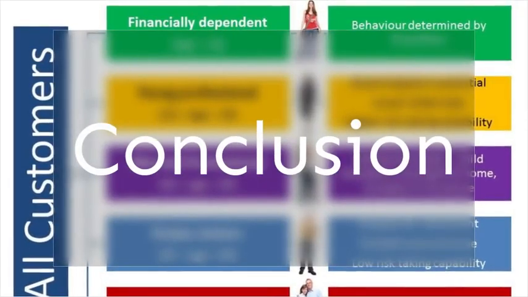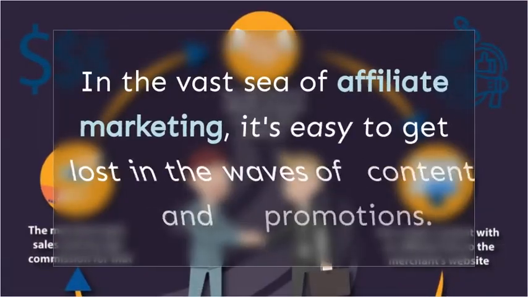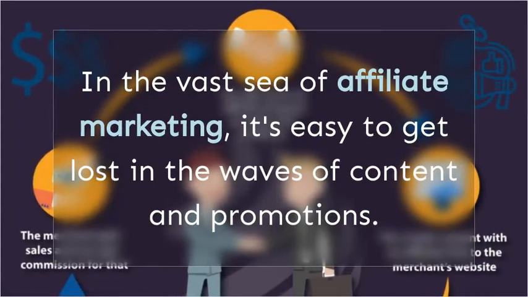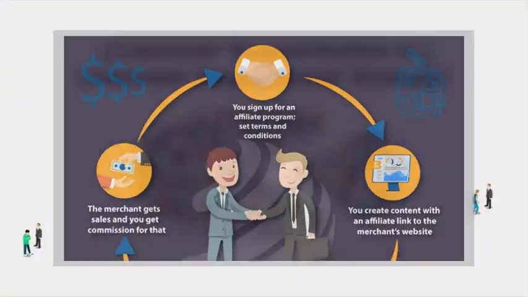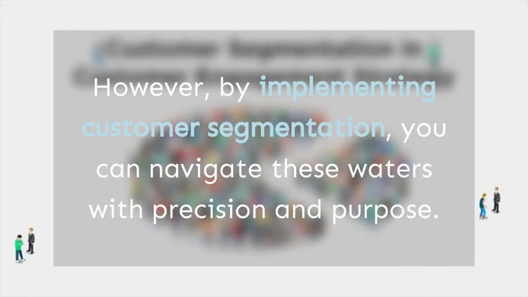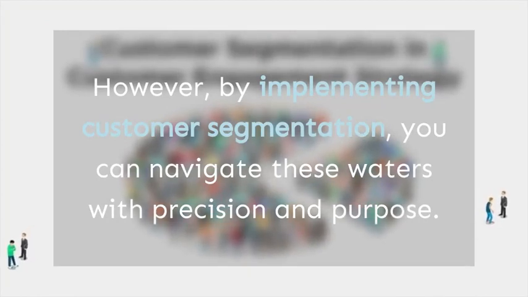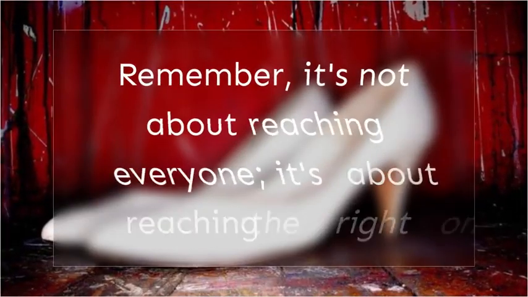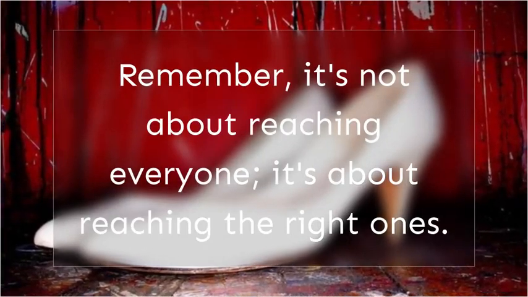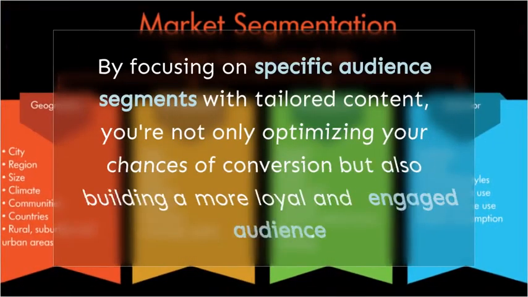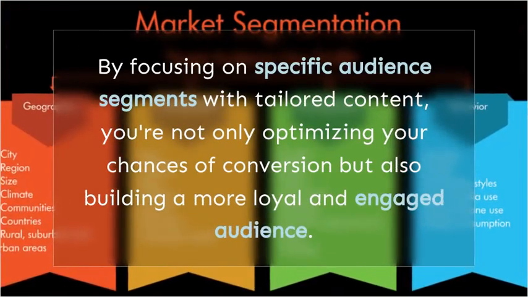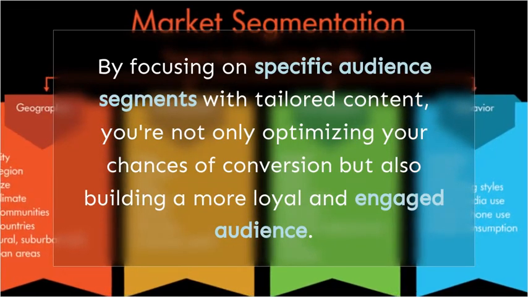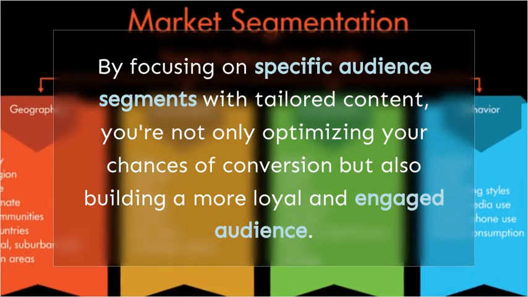Conclusion. In the vast sea of affiliate marketing, it's easy to get lost in the waves of content and promotions. However, by implementing customer segmentation, you can navigate these waters with precision and purpose. Remember, it's not about reaching everyone. It's about reaching the right ones. By focusing on specific audience segments with tailored content, you're not only optimizing your chances of conversion but also building a more loyal and engaged audience.